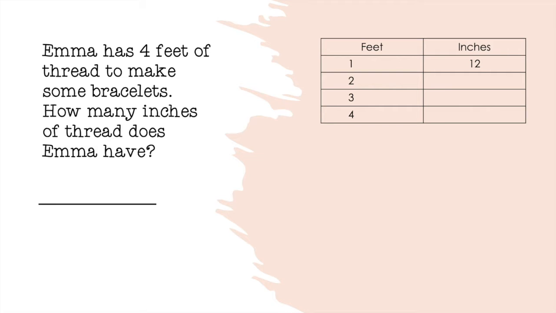So I set up my input-output table with my feet being my input and inches being my output. The first one's already filled out. 1 foot equals 12 inches. Now, in order to do an input-output table, we need to find the rule. What can I multiply 1 times to get 12? Times 12. Now I'm going to do the same thing with 2 feet, 3 feet, and 4.